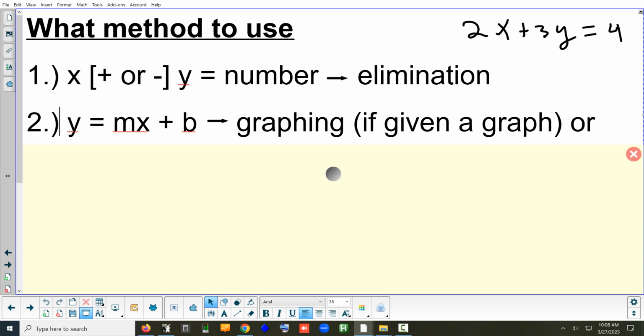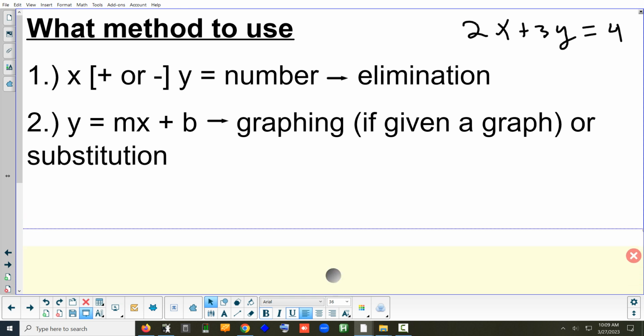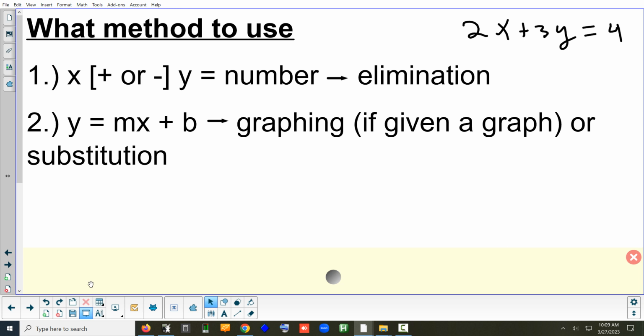If you see a graph on your problem, like on the test on Edulastic, I give you a blank graph to use, then I want you to solve it with graph. If you don't see a piece of graph paper on your problem, then you can use substitution. Okay, so 1 and 2, you want to put those under where it says what methods to use.